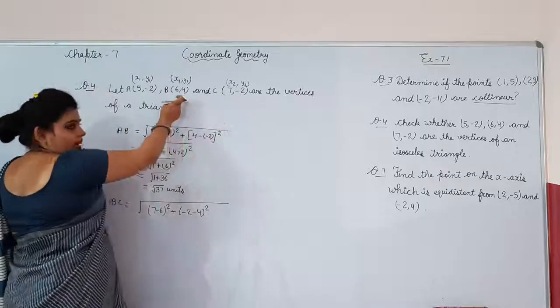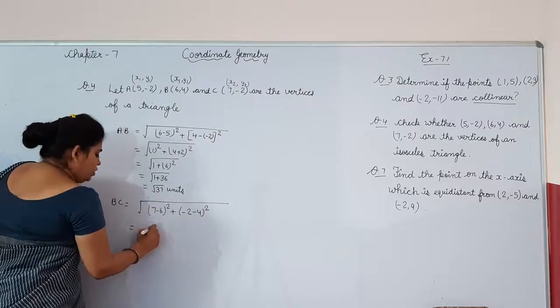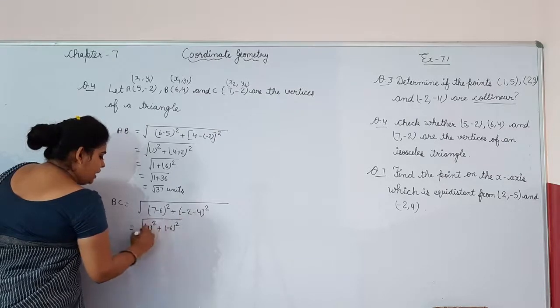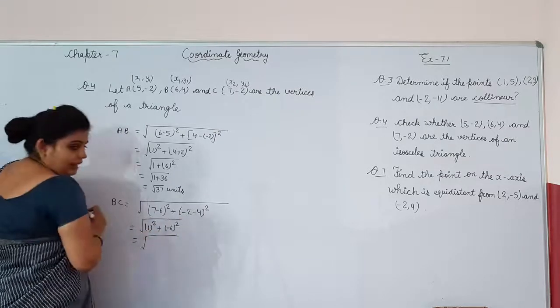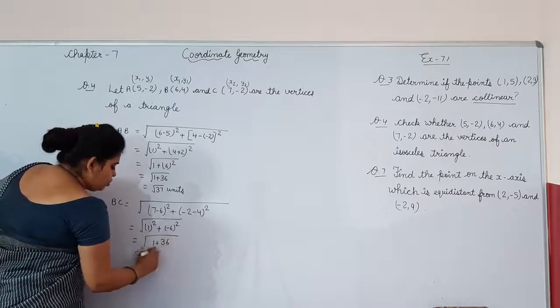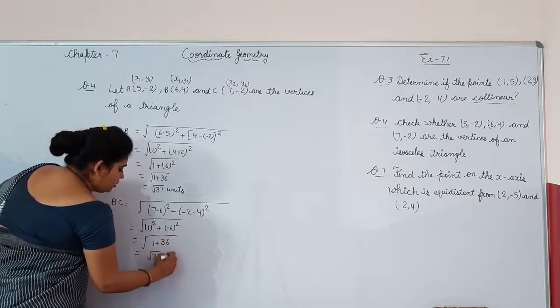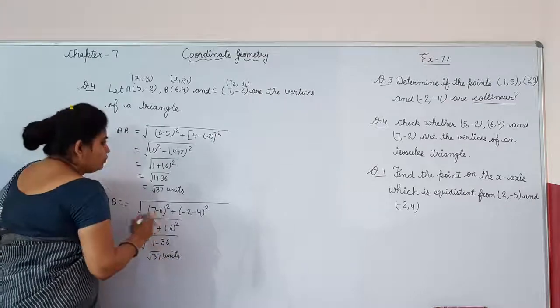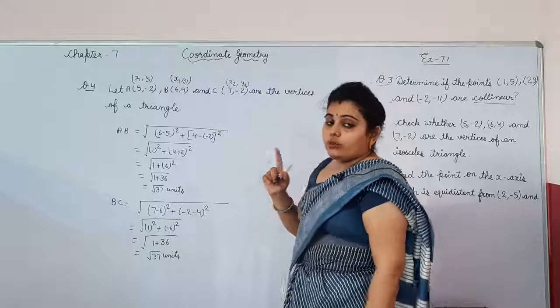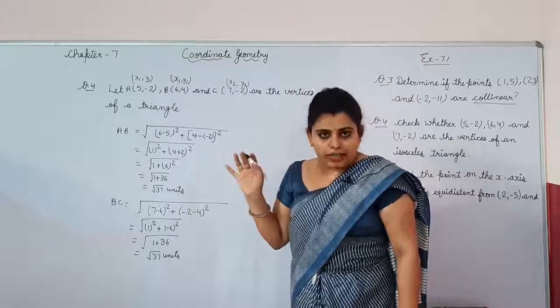Minus 2 and minus 4. Then it will equal 1 square plus minus 6 whole square, and its square root. Now we can rewrite it as square root of 1 plus 36, root 37 units. Now we got 2 sides equal. Check the third one also, because it may be an equilateral triangle.